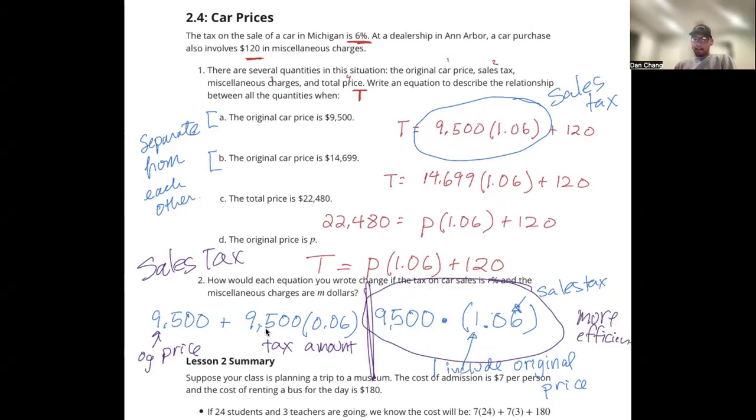And if you want to know why they both work, one way you can think about this is the distributive property, and you can factor out 9,500, which is the original price. If you factor 9,500, which is the common factor, you are left with 9,500 times 1 plus 0.06. Okay? And if you realize 1 plus 0.06 is 1.06. So these are both exactly the same.